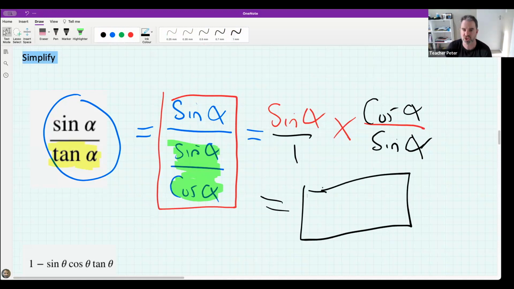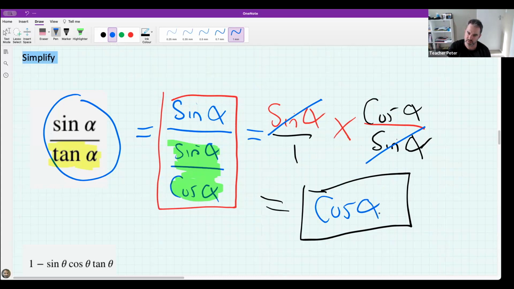And I want everyone to use the chat now. What is my final answer going to be for simplifying this fraction? Pop it in the chat. Who can see that signature move that we need to do? Okay, so Narco, you are absolutely correct. This and this can cancel out because anything over itself is 1. And so we are left with the cos of alpha.